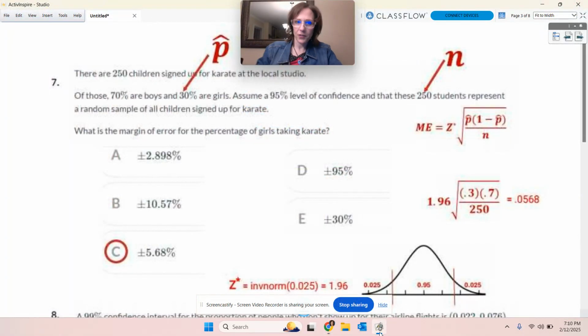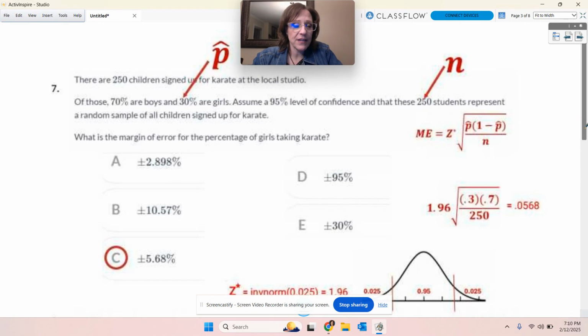All right, so we're going to do number 7 through 12 in this video. So here we go. We have the sample size of 250. I noticed that on some of the quizzes I graded, sometimes we weren't clear that N is the sample size, okay? So anyway, we're going to have a 95% confidence level that will play into our critical value. And then they have 70% boys, 30% girls. What is the margin of error?